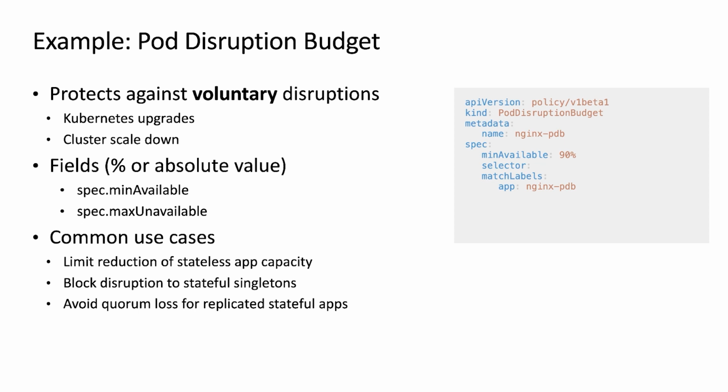Then if you have a replicated stateful application, you can use this as a way to declare what the quorum requirements might be so that even as pods are getting moved between different nodes, you're always maintaining that quorum and can continue to accept writes against that data store. So just a few of the common examples that you might use a pod disruption budget for.